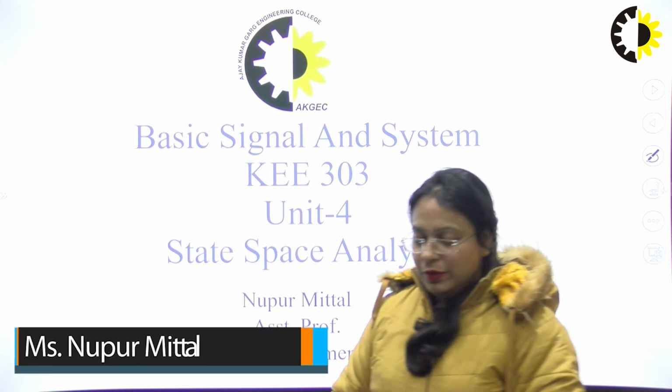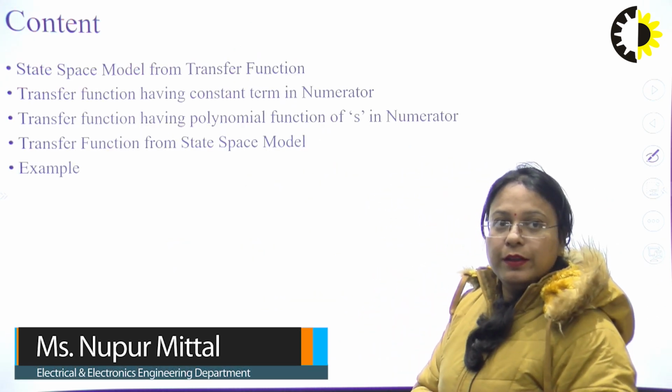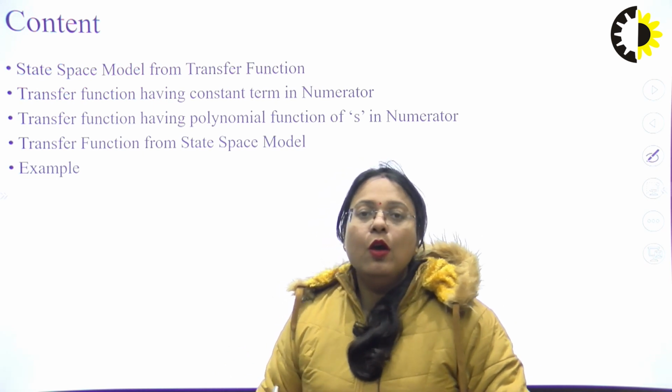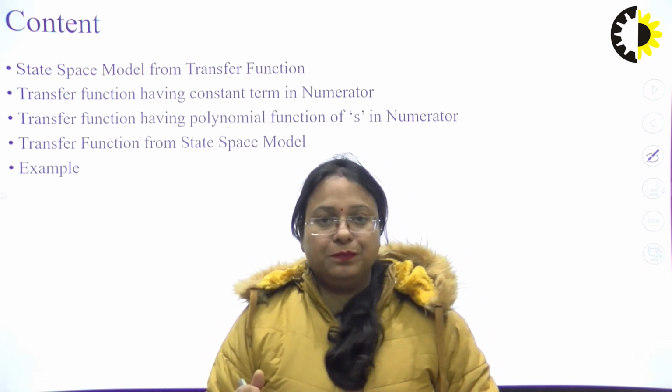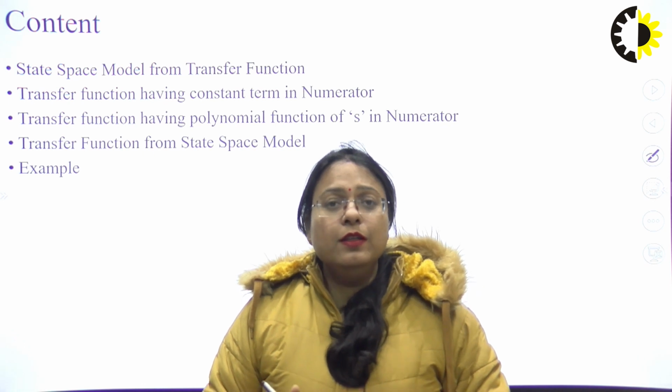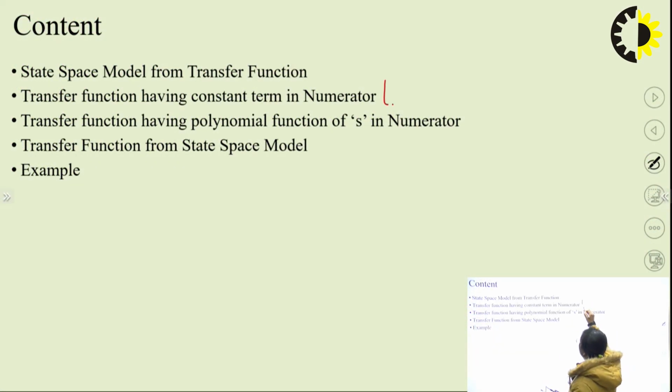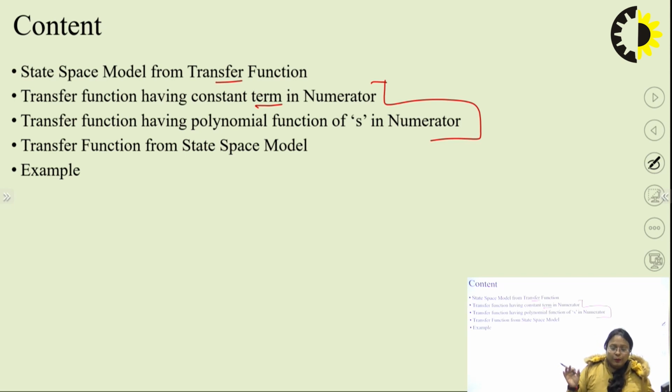So the topics which I am going to cover in this lecture are how to obtain the state model if a transfer function is given to us, or how to obtain a transfer function if the state model is given to us. In the case of finding the state model from the transfer function, we have two cases. First one is if we have only the constant term in the numerator, and the second case is if a polynomial function of s is present in the numerator.